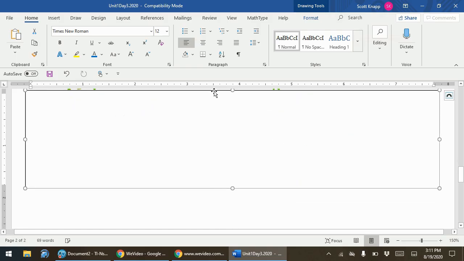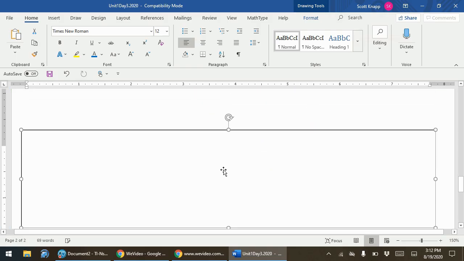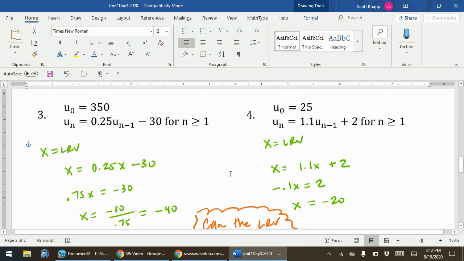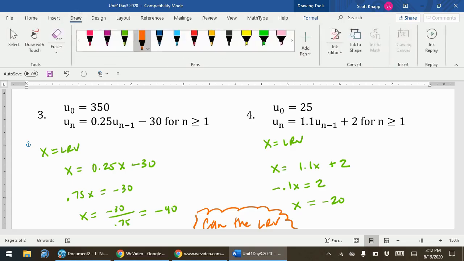And something kind of different happened here compared to what we saw before. So taking a look here, again, I define the variable x to be the long run value. I put it in place of term and previous term because we learned that in the long run, those two things, which I'm going to underline here, are equal in the long run if the sequence levels off. And then I just did a quick solve. And so in number 3, I got -40. And number 4, again, I did the same process and I got -20.